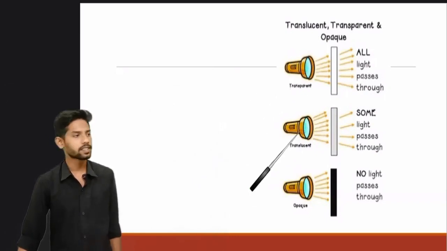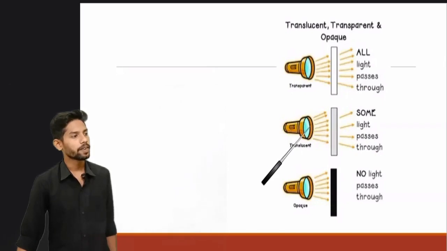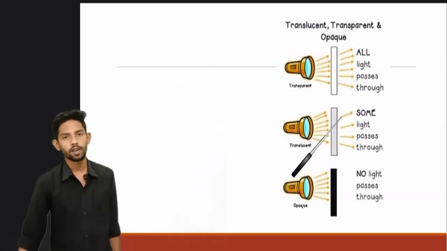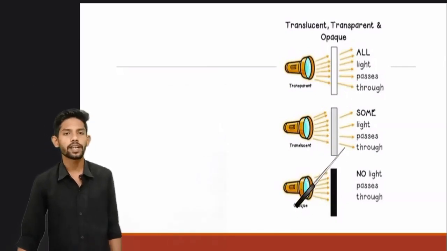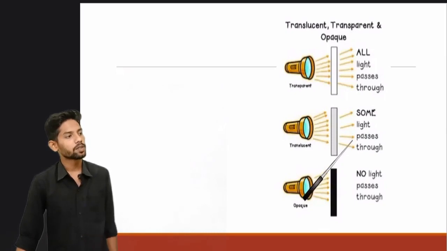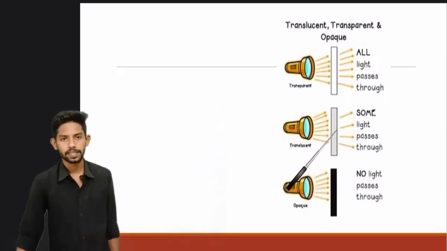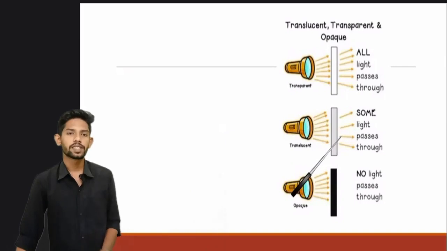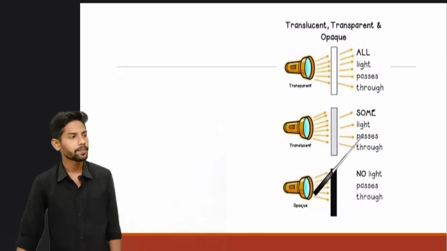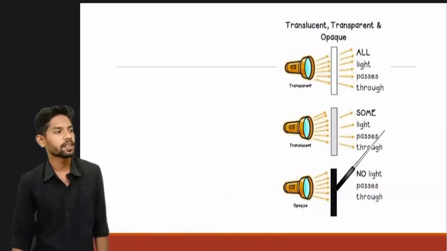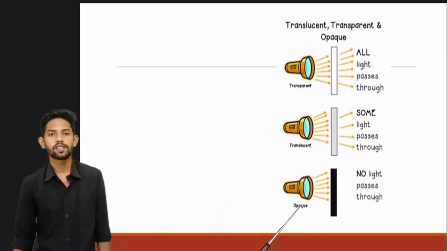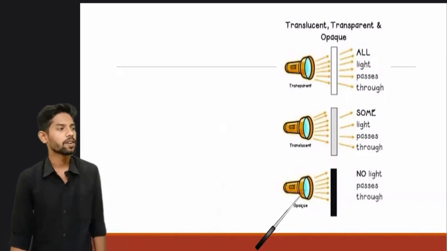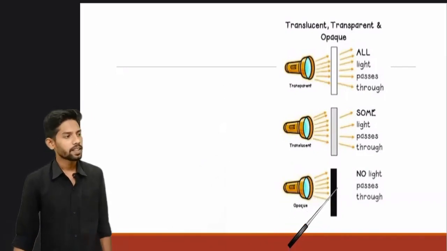And in the next torchlight you are seeing, all the light is passing but not all the light is coming out. Half the light is blocked and half the light only is coming out of this mirror. So this partial passing of light, partial means one is coming and one is blocking, one is coming and one is blocking. That is known as partial light. So this partial light is coming out. So these are translucent.